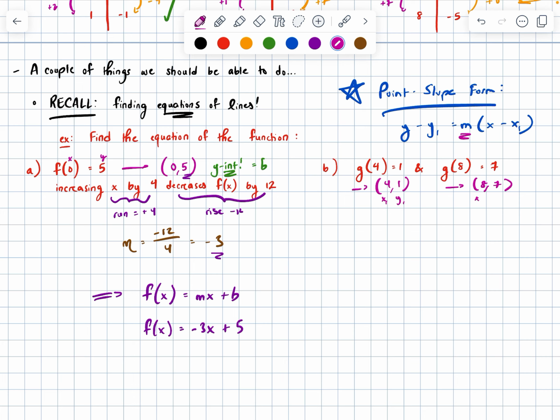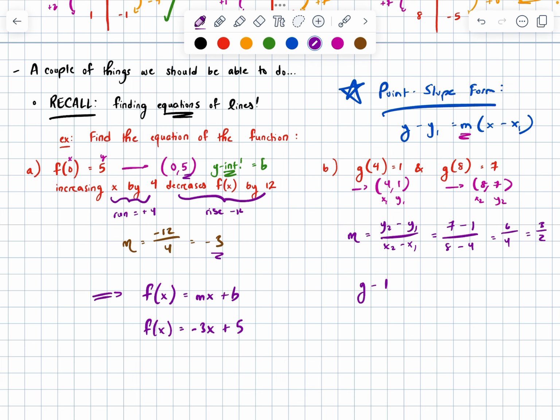Well, here, (4, 1), let's call this our x1, y1. (8, 7), let's call this our x2, y2. All I need to do now is plug into my slope formula, which is y2 minus y1 over x2 minus x1, find that value of m, and then use my point-slope form to get my equation. So here, y2 we've identified is 7, y1 is 1, x2 is 8, and x1 is 4. Simplifying here, 7 minus 1 is 6 over 8 minus 4, which is 4, and 6/4 reduces to 3/2.